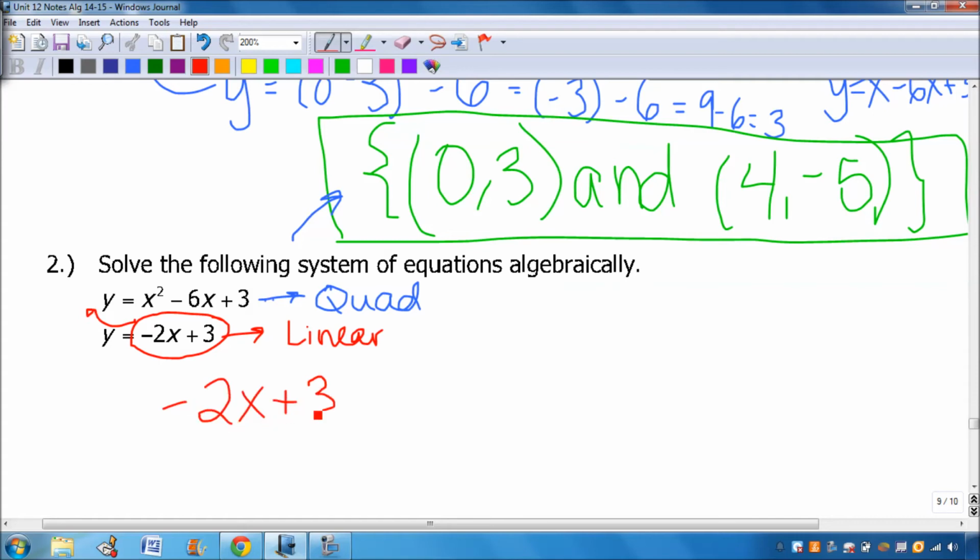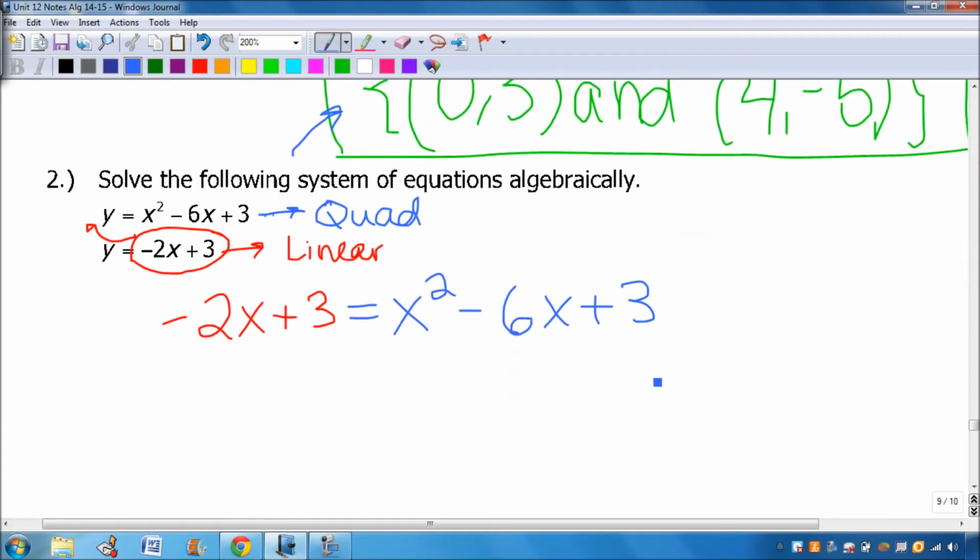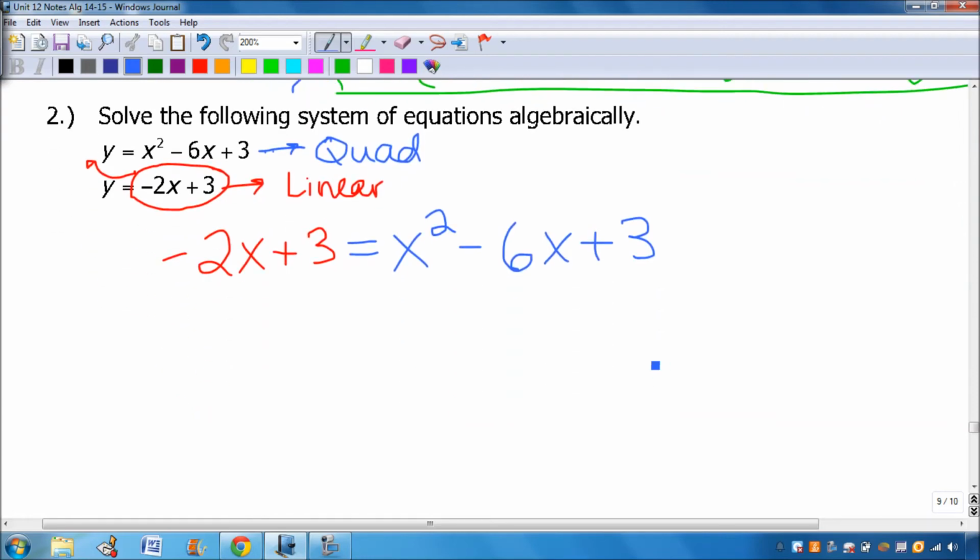So I get negative 2x plus 3 is equal to x squared minus 6x plus 3. And I'm going to get everything on the side that will make my a value positive. So I'm going to add 2x and subtract 3 from both sides. So you end up getting 0 equals x squared. When I add 2x to negative 6x, I get negative 4x. And then when I subtract 3 from 3, I get 0. So now I have to solve this problem right here, just like you learned how to solve in the quadratic equations unit. Don't forget your equals 0.